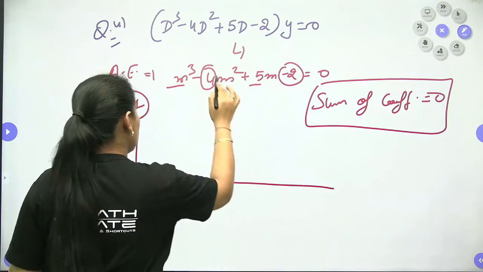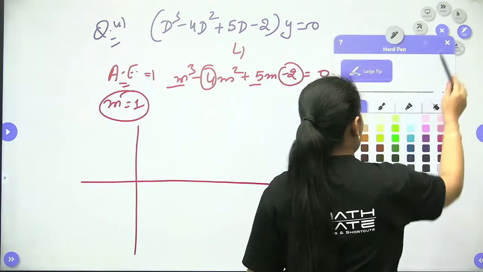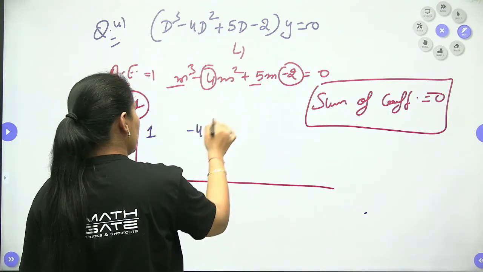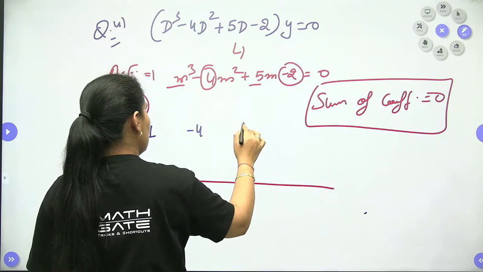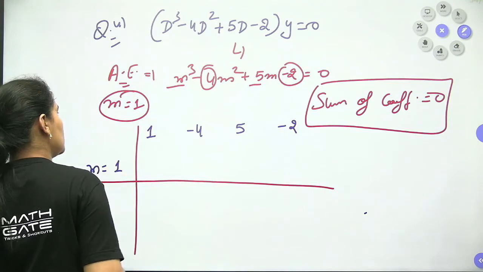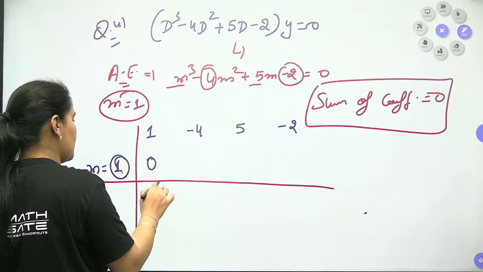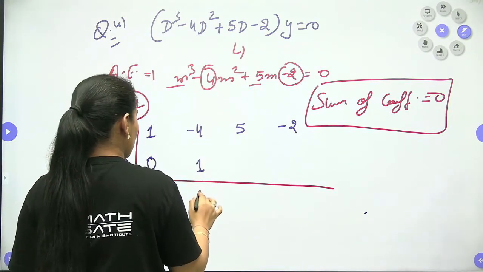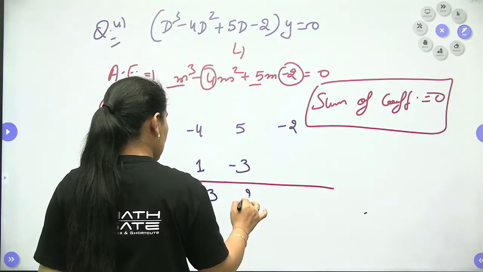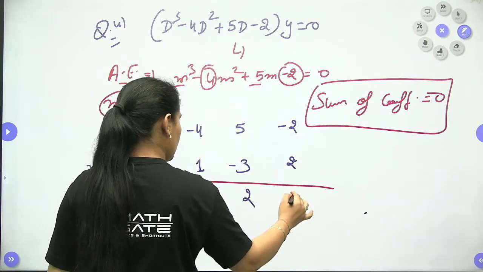Let's start with m is equal to 1. We start with the coefficient of m cube, right? So what is the coefficient of m cube? We will write down the coefficient of m cube will be 1. Coefficient of m square, minus 4. Coefficient of m power 1, 5, and the constant is minus 2. We will write down here m is equal to 1. Let's start with 0. 1 plus 0 is 1. 1 into 1 will be 1. Minus 4 plus 1 will be minus 3. 1 into minus 3 will be minus 3. 5 minus 3 is 2, 1 into 2 is 2. Minus 2 plus 2 is 0 only.